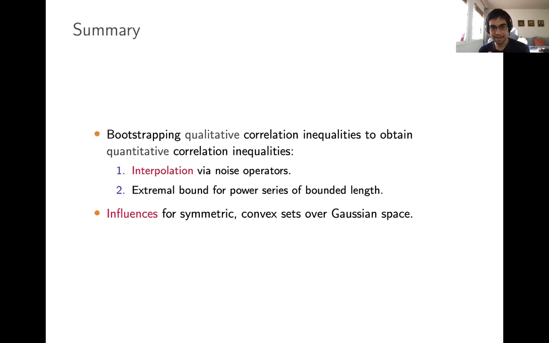So to summarize, we have this approach to getting quantitative correlation inequalities from qualitative ones. And the two main ingredients going into this approach are this idea to interpolate using noise operators, which people have done before, and this complex analytic lemma, which may be of independent interest, which bounds the supremum norm of complex power series of bounded length. And we also have this new notion of influence for symmetric convex sets in Gaussian space, which is pretty exciting, and lots of interesting analogies with some of the results from Boolean function analysis seem to hold.